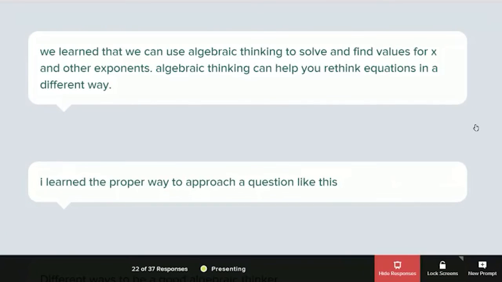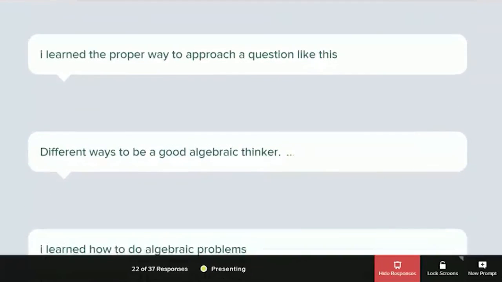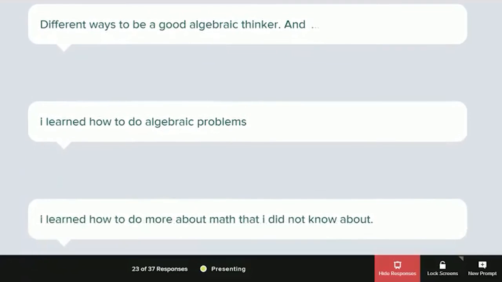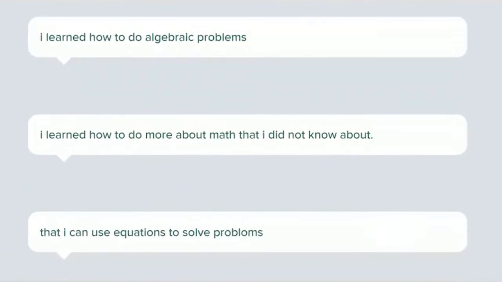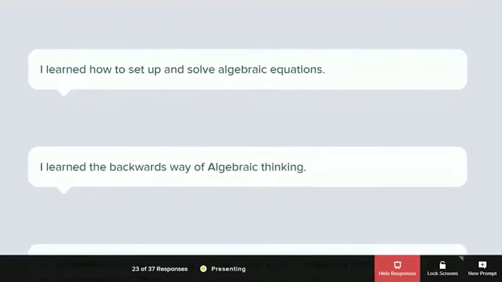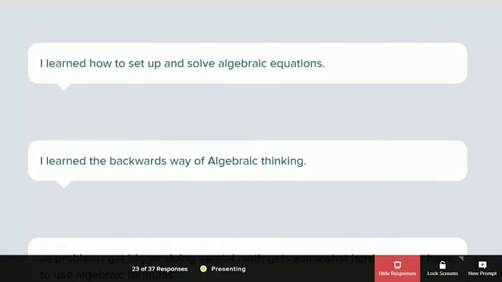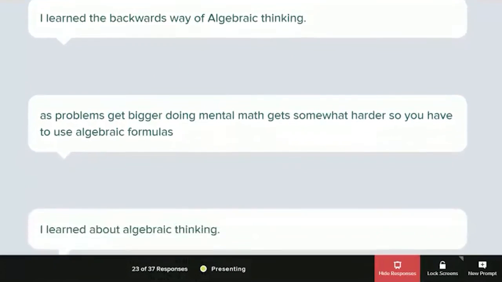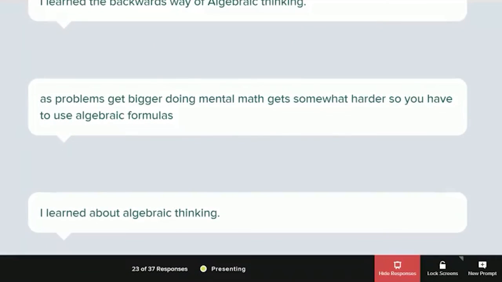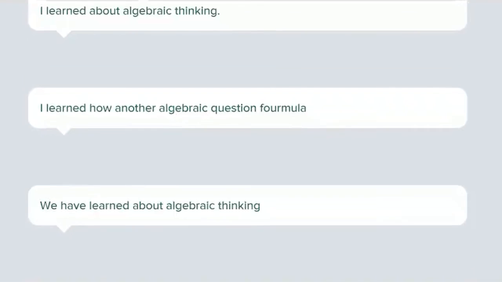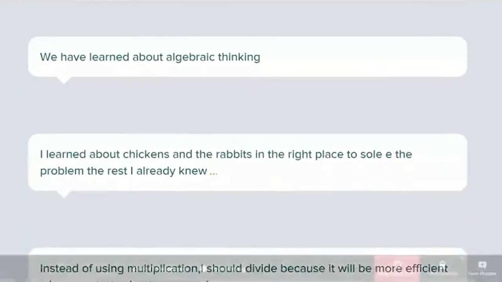To find the value for x and other exponents, thinking can help you rethink. Learn the proper way to approach a question like this, different ways to be a good algebraic thinker. Great. I learned how to do algebraic problems. More about math. Okay, I can use equations. Yes, that's a great one. How to set up. Yes, that's important. How to set up. That's very, very important. Learn the backward way. Okay, cool. It gets bigger, somewhat harder, so you have to use algebraic formulas. Yes, great. Cool. Learned about algebraic thinking.